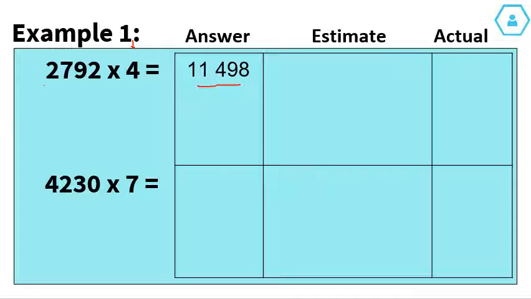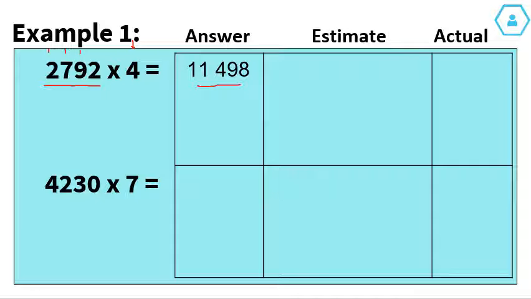Here I've got this nice large number, 2,792. Now there's different ways I can round this number. I could round it to the nearest tens place, to the nearest hundreds place, or the nearest thousands place. Now, if I rounded it to the nearest tens place and then multiplied 2,800 by 4, then it's definitely going to be more accurate than if I rounded it to the nearest thousand.